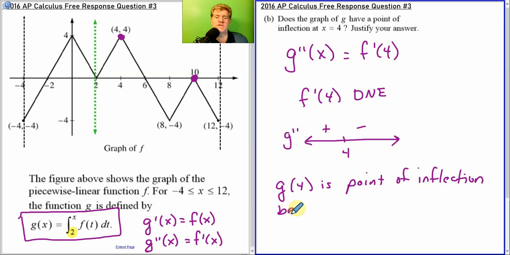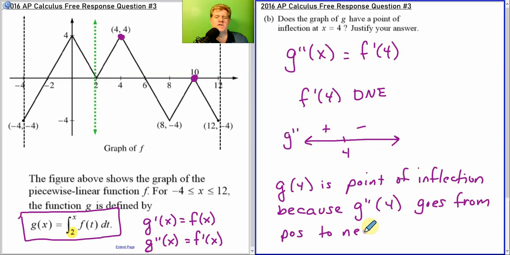Because, and it's kind of the opposite reason from the last time. There was no sign change, so it wasn't a max or min. Well, guess what? There is a sign change, so it works. Yes, because G prime of 4 goes from positive to negative. Okay? And that's a fine answer. That's your justification.